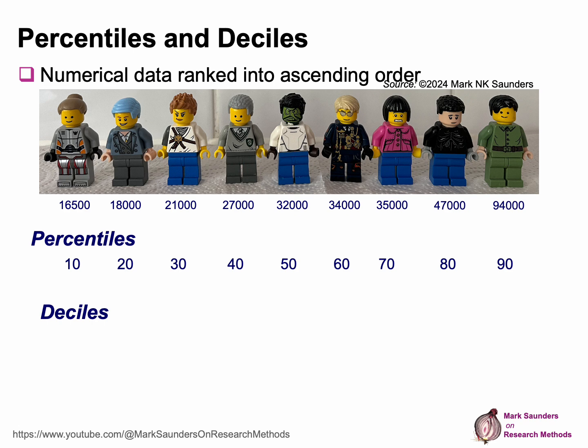We can also look at this in terms of deciles, where the lowest salary, in this case, is a dataset of 9 data values. The lowest salary of 16,500 has a decile of 1, and the highest salary has a decile of 9. So we can see that percentiles divide it into 100 separate parts, and deciles divide our dataset into 10 separate parts.